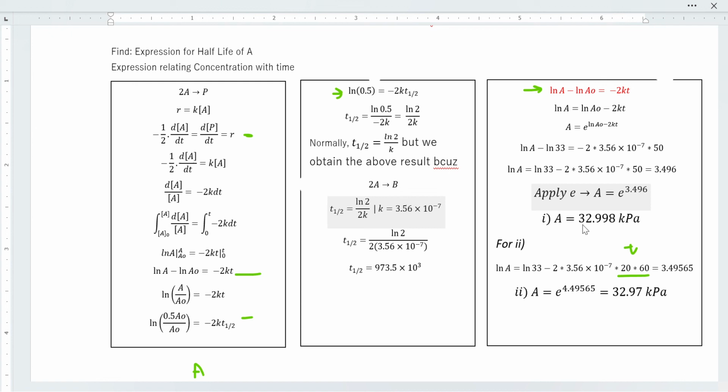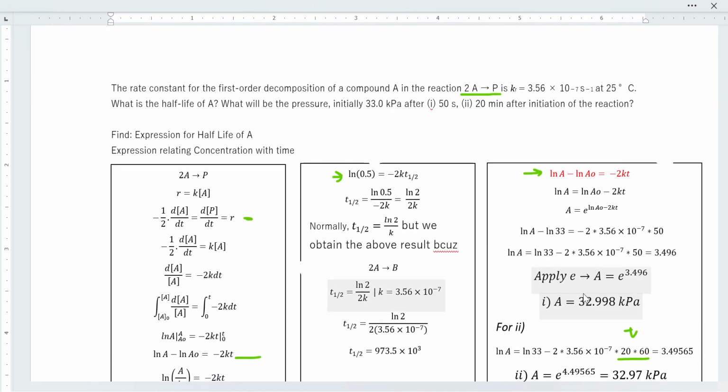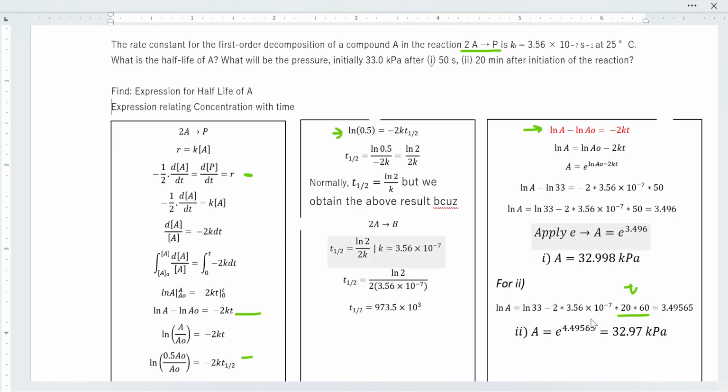One nice thing to see over here is this answer that I obtained. Initially the pressure of A was 33 kilopascals. After some time it becomes 32.998. This is because A is decreasing, since it's getting consumed. It's getting consumed a little bit in part 1, and it's getting more consumed in part 2 as time passes. That's all, and thanks.